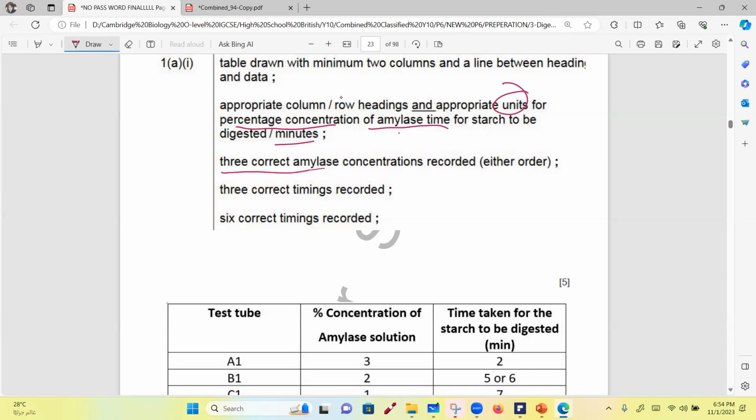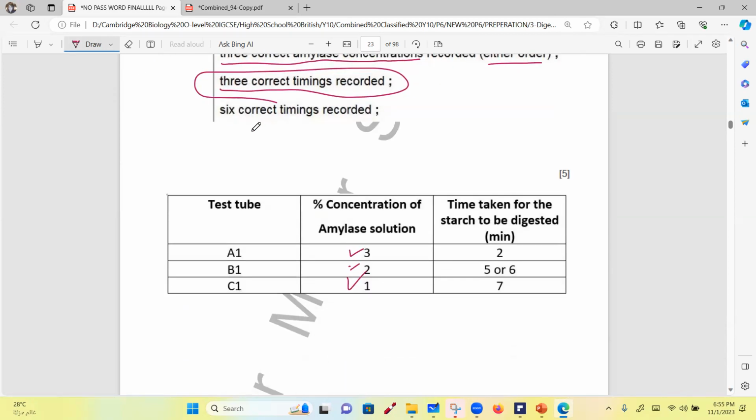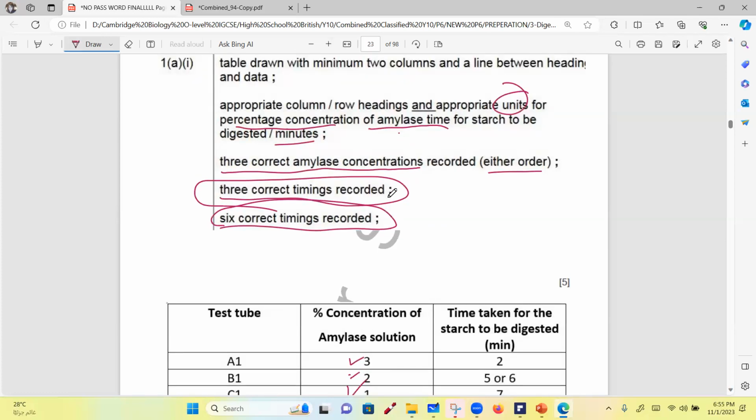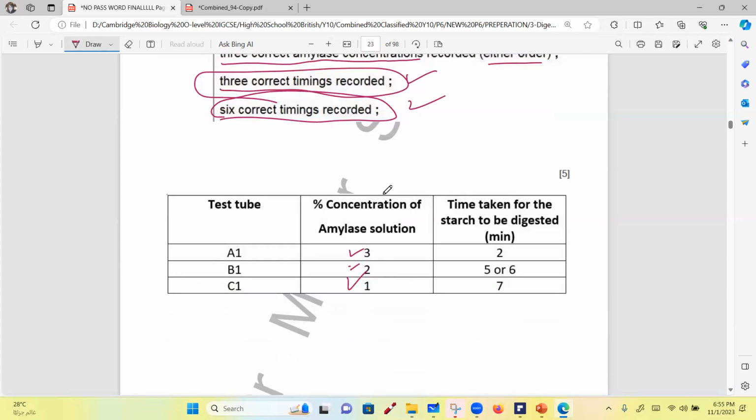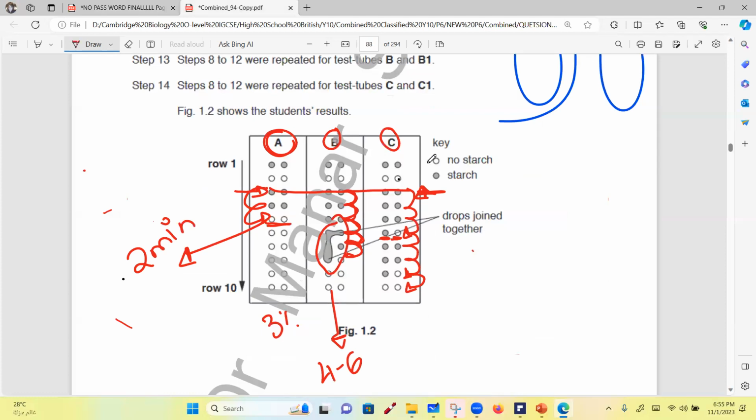Another mark: 3 correct amylase concentrations, which are these, recorded in any order. 3 correct timings recorded. 6 correct timings recorded. You have this or this. 3 correct timings recorded for 2. That's why the time has to be recorded and the time has to be correct. So you have to read the question, because you all made the same mistake. Those who were working on this question, you all counted the time from the first row. And you were asking me, why did I get different results from the mark scheme? Now you know.